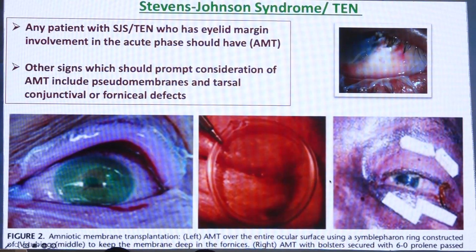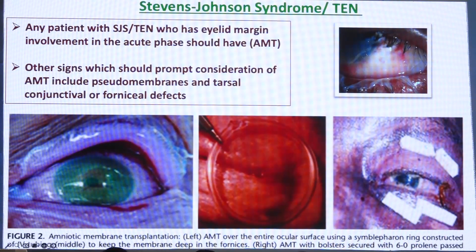So any patients, as I mentioned, with SJS or TEN who have eyelid margin involvement in the acute phase should have AMT, as I showed earlier. Also other signs like patients who have pseudomembranes and tarsal conjunctival or fornicial defects, because those defects will be fusing together, so you should go for AMT.